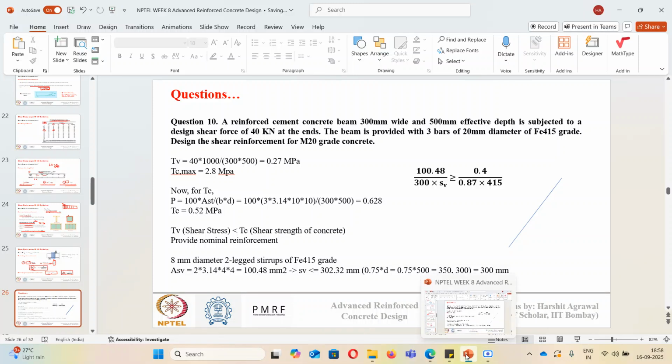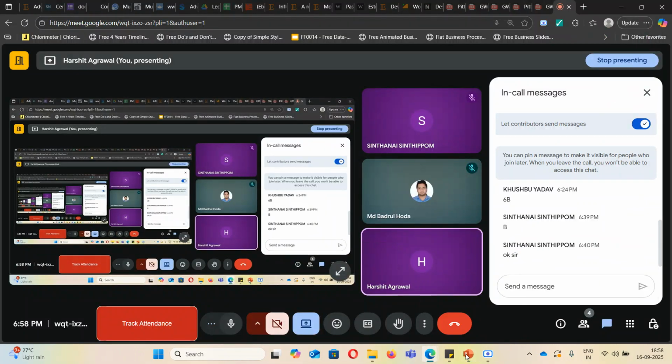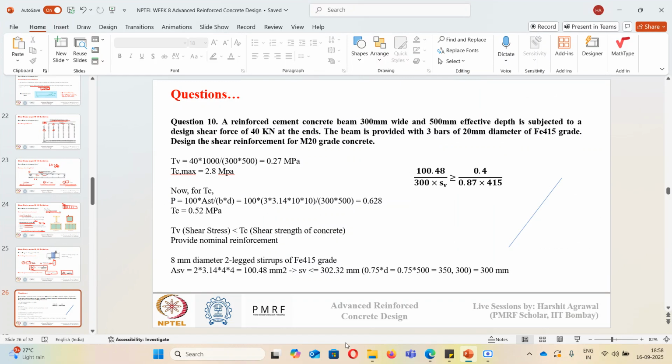Any doubt in this question? How we use different tables of IS 456, how we decided on the spacing, and how we use the maximum spacing clause of IS 456. Any doubts in this part? No, sir. Thank you. Okay, so let's move ahead now.